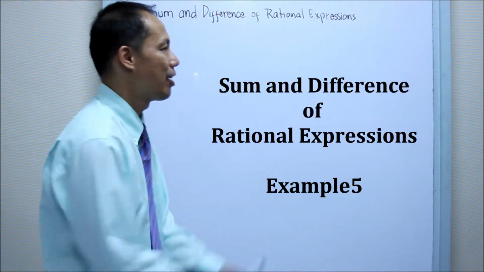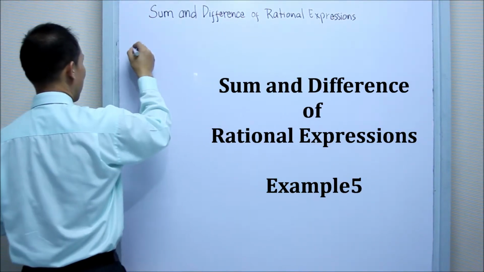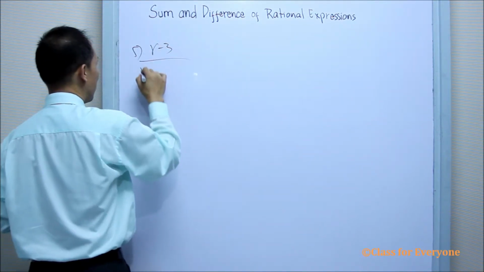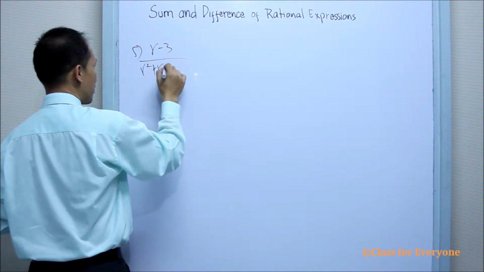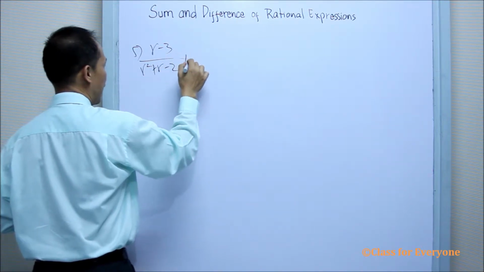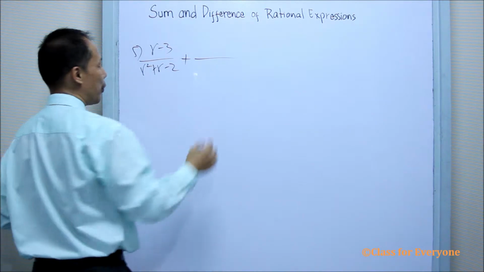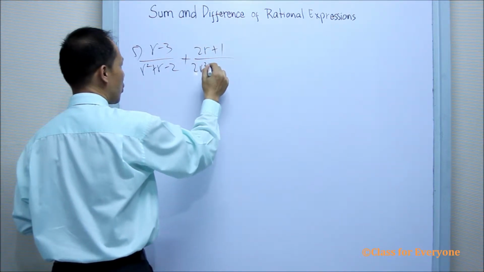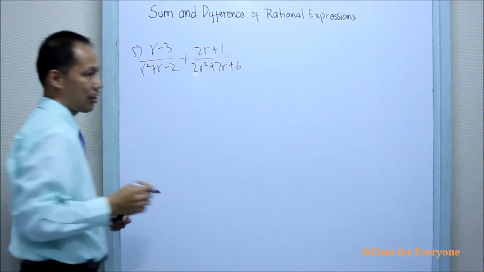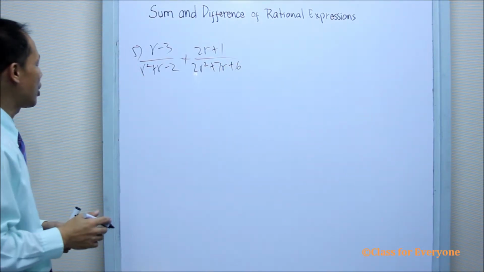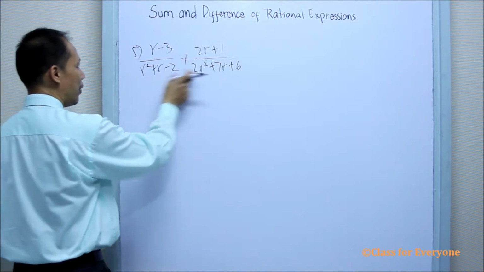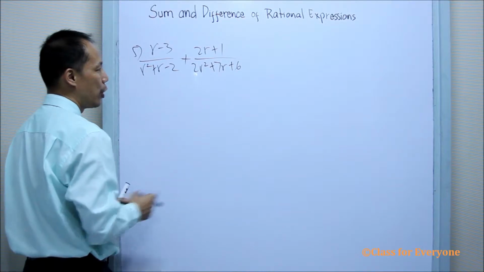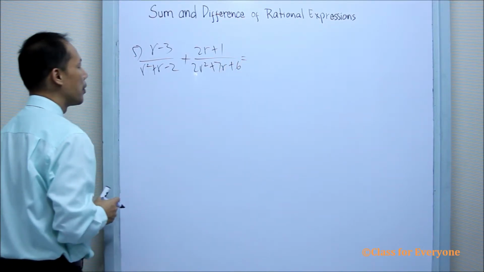Now, let us have another example. Example number 5: (r − 3)/(r² + r − 2) + (2r + 1)/(2r² + 7r + 6). We have two rational expressions to be added. They have different denominators, so we have to find the LCM, which will be our LCD.